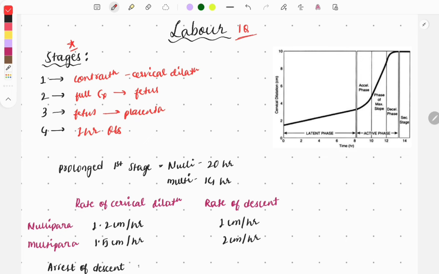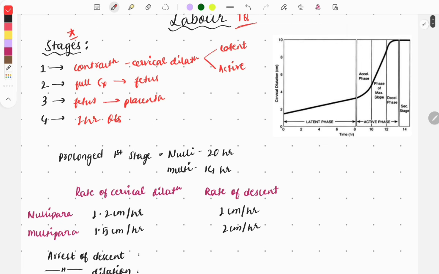Stage 1 is again classified into the latent phase and the active phase. Here you can see in this image the latent phase and the active phase. The active phase is again classified into the acceleration phase, phase of maximum slope, deceleration, and then the second stage. You just need to have an idea about these things, there's no need to mug up all of them. Then questions are asked on the time duration, how much time for each stage is normal, and after what duration it will be called a prolonged stage of labor.